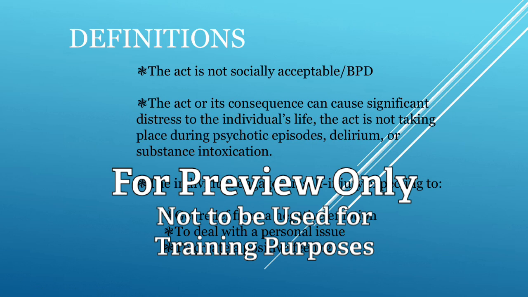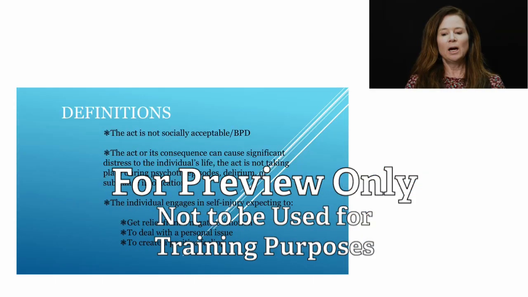Other criteria for the DSM is that the act cannot be socially acceptable. So in other words, they're not just doing something to be with their peers or hang with their peers. The act or its consequence can cause significant distress to the individual's life. Relationships can be disrupted. A lot of kids will experience peer rejection. The act is not taking place during psychotic episodes, delirium, or substance intoxication. The individual engages in self-injury expecting to either get relief from negative emotion, to deal with a personal issue, or to create a positive feeling, or all three.